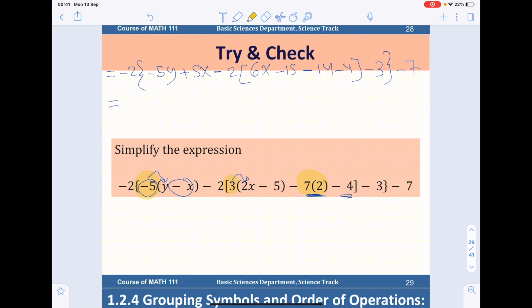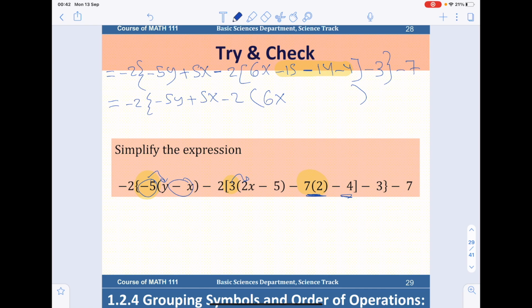Okay, now have a look again. What should we do? We have to do this addition. Okay, so I will just put everything as it is. Negative 5y plus 5x minus 2 times 6x, then minus 15 minus 14.